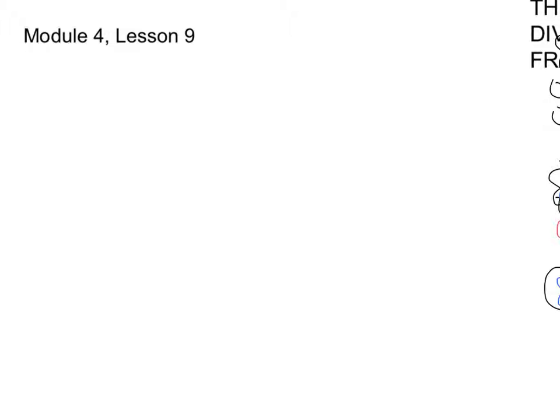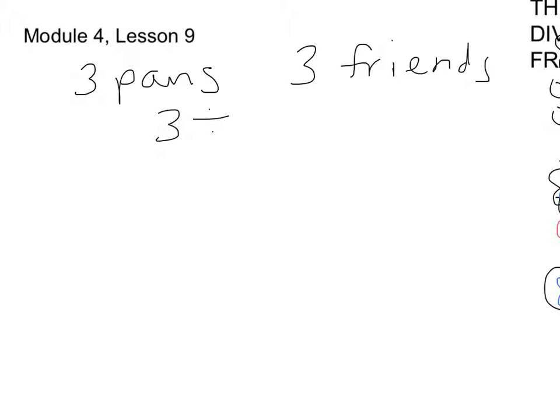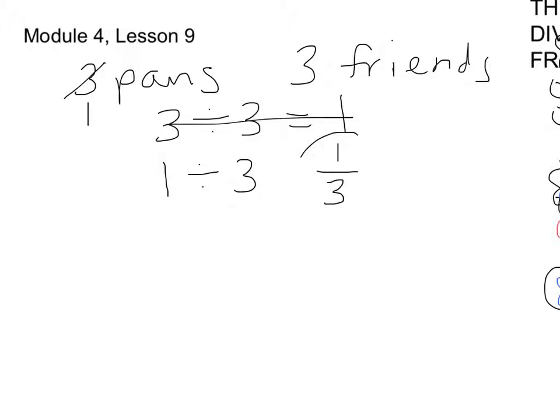Let's say you've got 3 pans of brownies, okay? And you've also got 3 friends. Well, that's pretty obvious. It's 3 divided by 3. Each friend is going to get 1 pan of brownies. What if you got 1 pan? Well, now you've got 1 divided by 3. And we know that's the same as the fraction 1/3. So each friend gets 1/3 of a brownie.